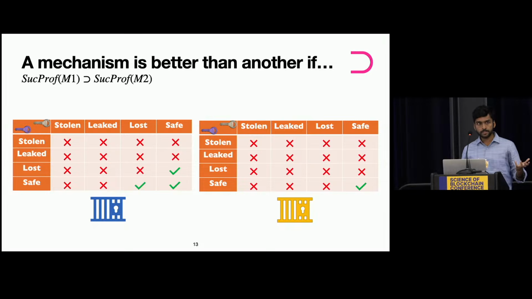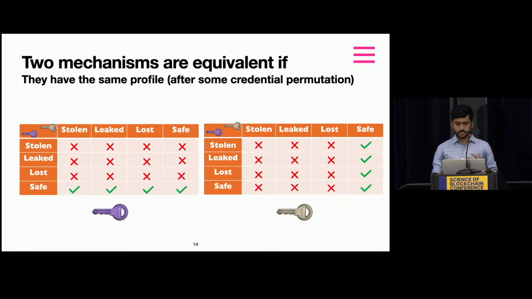We say that a mechanism is better than another if its profile is a superset of the other mechanism's profile. A profile is basically all the scenarios in which it succeeds. You can see that the blue mechanism here has 3 scenarios in its profile, whereas the yellow mechanism has only 1 scenario. In fact, the profile of the yellow mechanism is a strict subset of the blue one, and so we say that the blue mechanism is better. Similarly, worse is equivalently defined. And we say 2 mechanisms are equivalent if they have the same profile exactly, or even after some permutation of the credentials, as you would naturally define it.